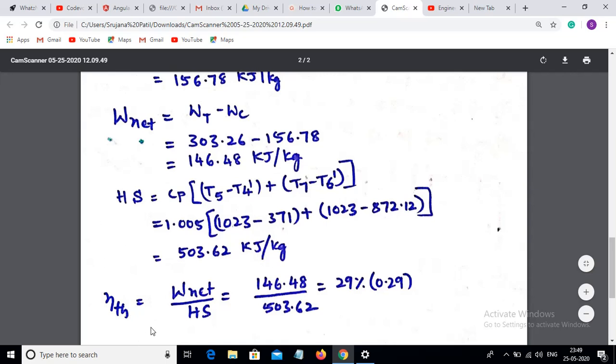So thermal efficiency is equal to W net divided by heat supplied. Substituting the values, we obtain 29%.